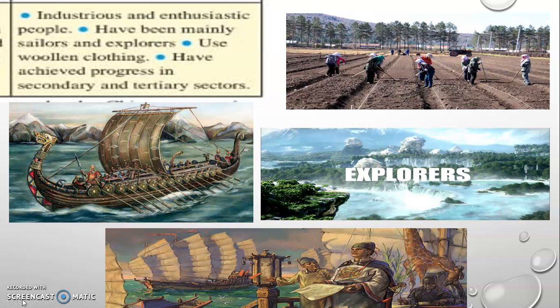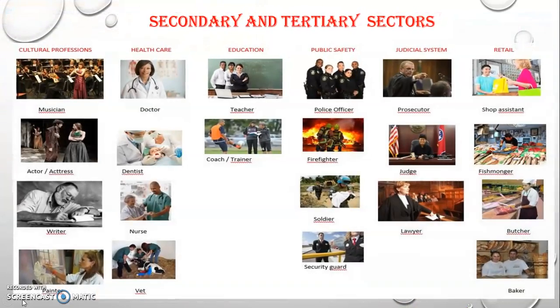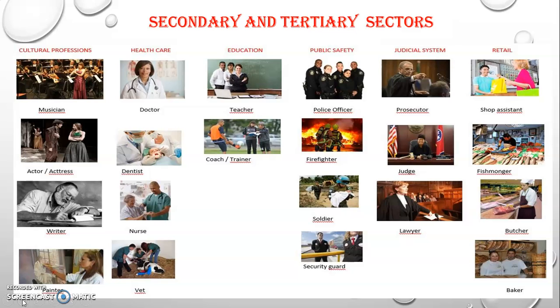They try to connect with the world and they make other people around the world know about new places and new civilizations. And because of this, they have achieved. They are industrious people, they are skilled laborers, they are energetic, they are explorers. Okay, they are very clever. So people here are mostly involved with secondary and tertiary occupations.